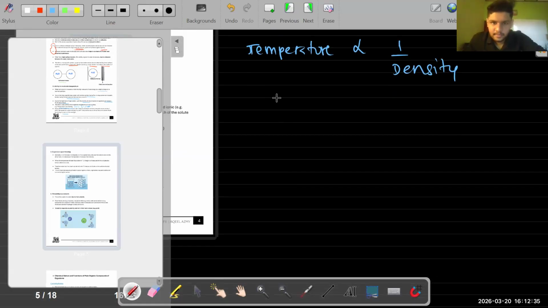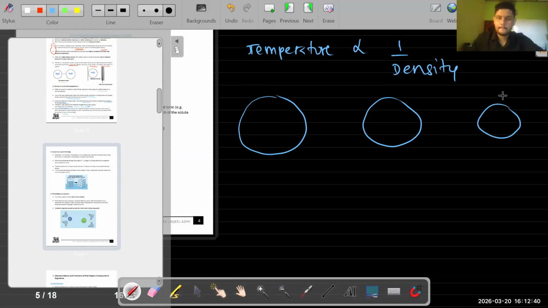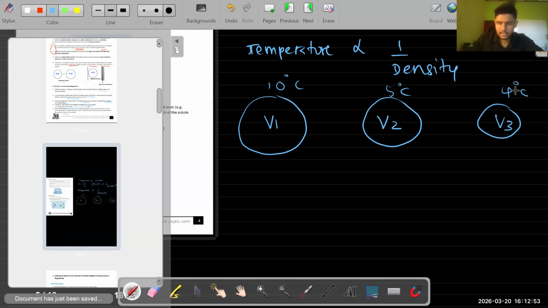Normally, last week also I took three water molecules. Right? Now this has a volume V1, this has a volume V2, this has a volume V3. Now this is 10 degrees, this is 5 degrees, this is 4 degrees. Right? Now 10 degrees, which one has the highest volume? V1, V2, V3. Now just think, which one has the highest temperature? This is T1, T2, T3.